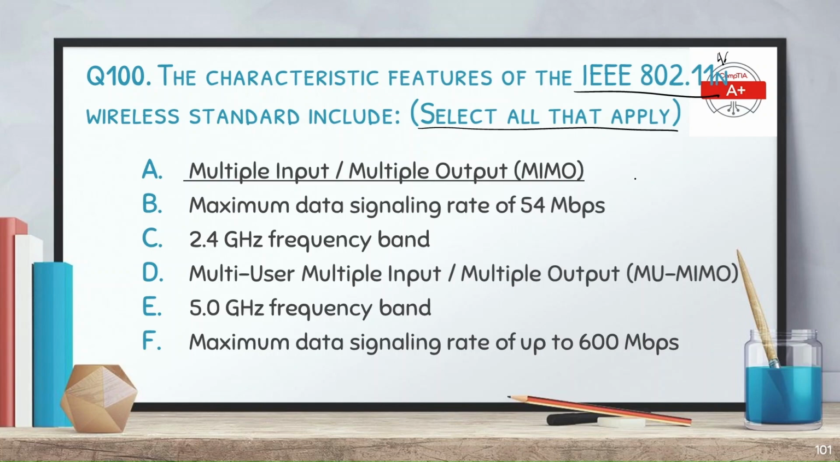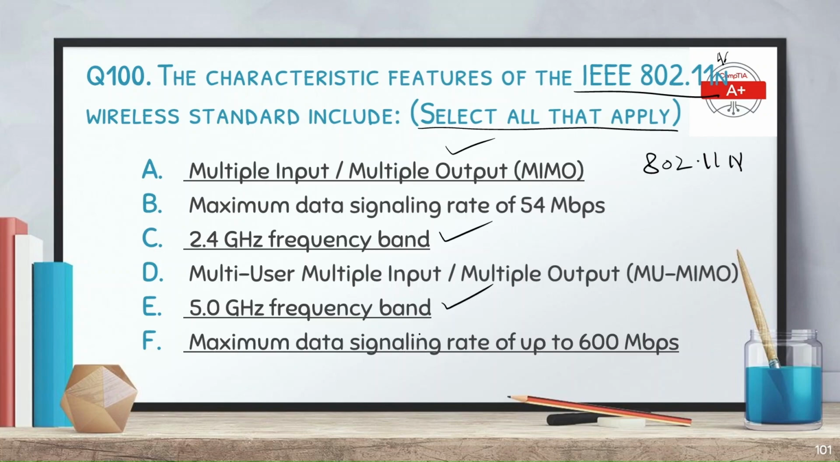802.11n is multiple input, multiple output, that is MIMO. It uses the 2.4 gigahertz frequency band, and it also uses the 5.0 gigahertz frequency band, and its maximum data signaling rate is up to 600 Mbps.